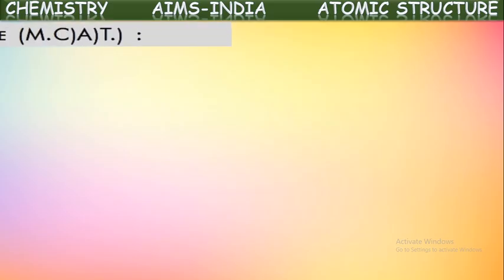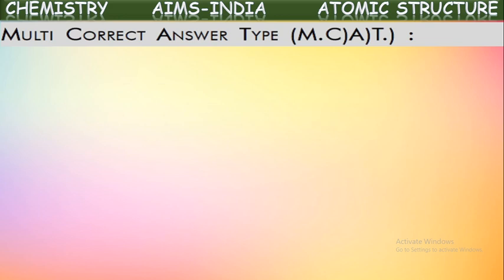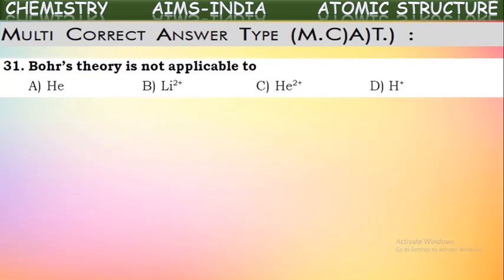Okay, first let us talk about multi-correct answer type questions. Here, for each question, we may get one or more than one correct answers. So, read carefully the question and answers and select the correct options. Okay, first question, Bohr's theory is not applicable to.